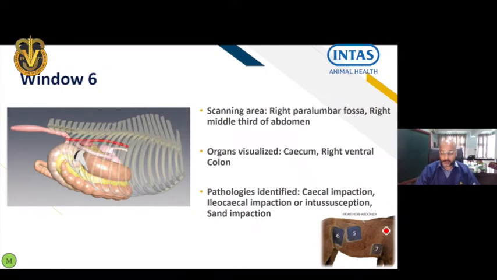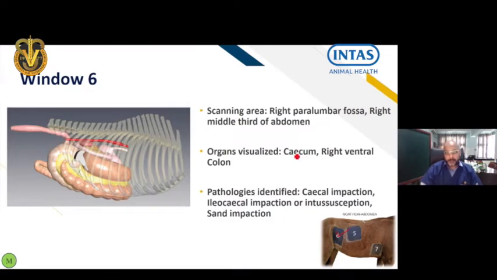Window six, right caudal. That means the right paralumbar fossa, or the right middle third of the abdomen. Here you will find the cecum and the right ventral colon. These are the major intestinal organs at window 6, and you can find cecal impaction, ileocecal impaction, intussusception, and sand impaction here.